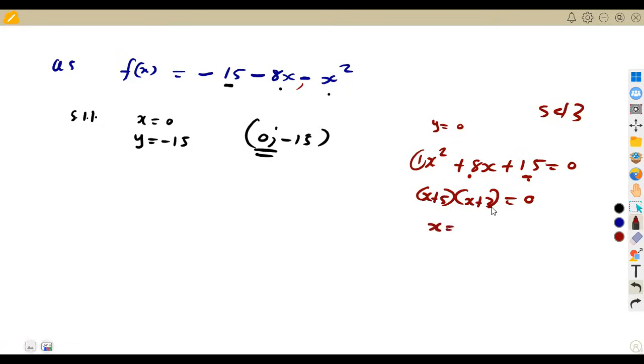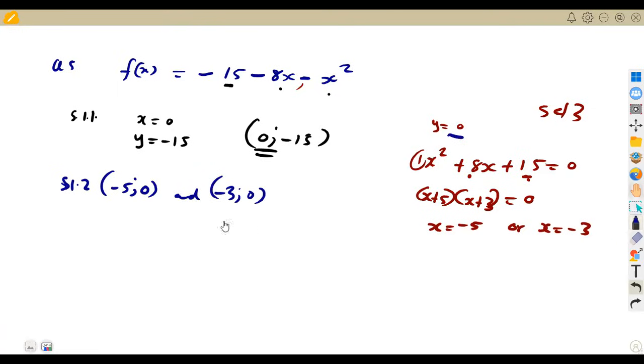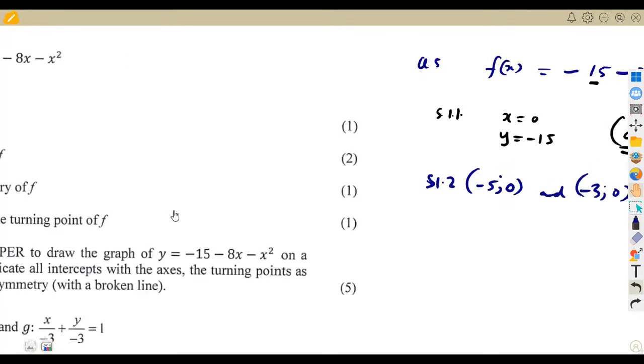So x was going to be minus 5, or x was going to be minus 3, transposed to the other side. All right. So these are the x-intercepts that you're going to have. So 5.12, the x-intercepts are at a condition that f(x) is 0 when x is minus 5, and when x is minus 3. Remember, y was equal to 0 at that moment.